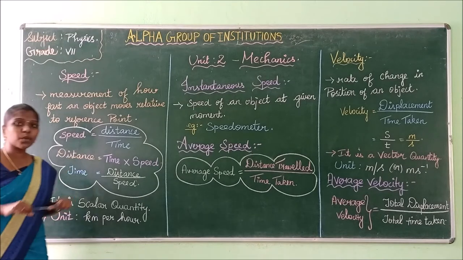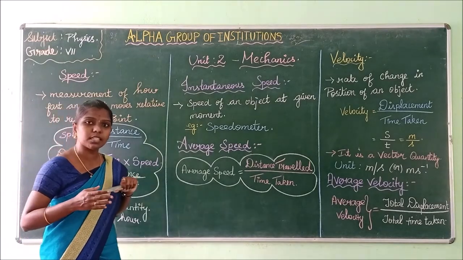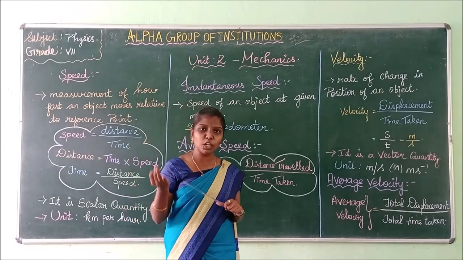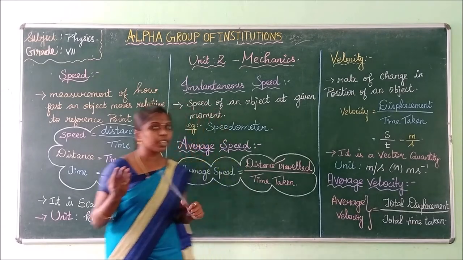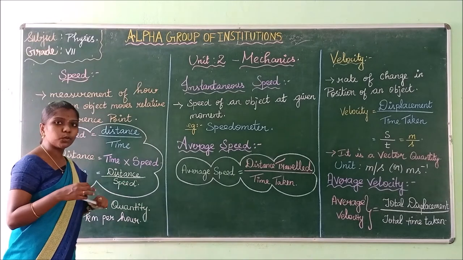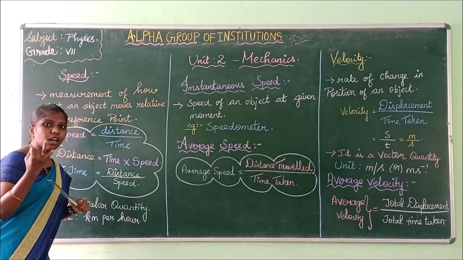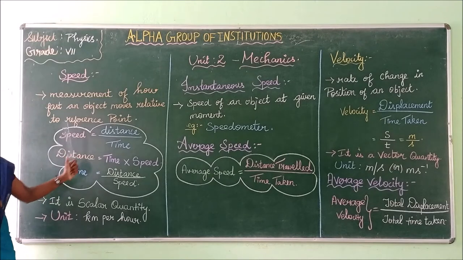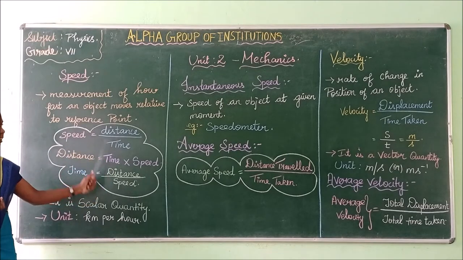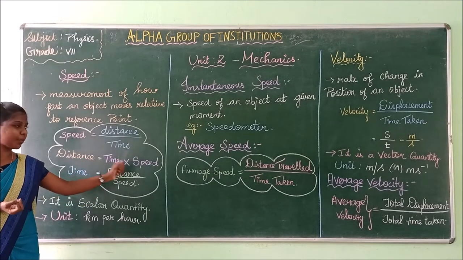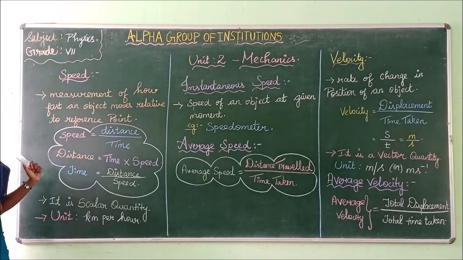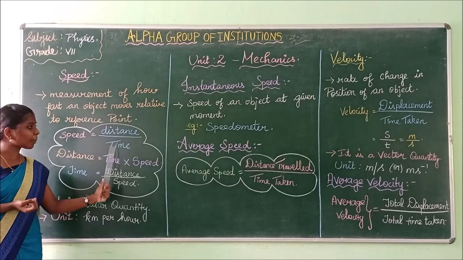Now, what are the various units for measuring distance? The various units are meter, kilometer, millimeter. For time, there are other units, namely minutes, hours, seconds. Here the unit of speed is kilometer per hour. The unit of distance is kilometer, the unit of time is hour. So the unit of speed is kilometer per hour.